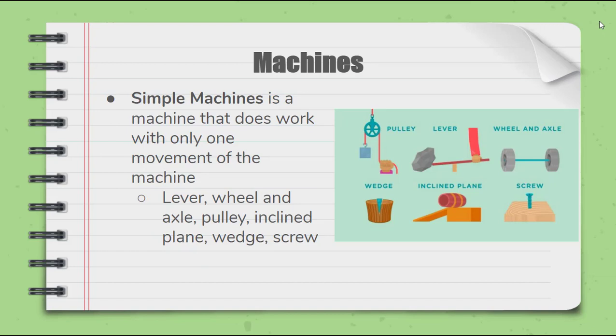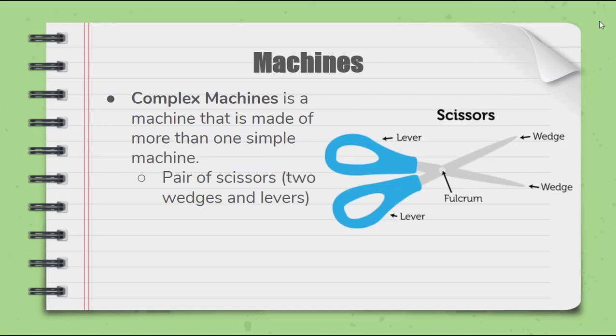A simple machine is a machine that does work with only one movement of the machine. And there are 6 simple machines that you're going to want to know: a lever, wheel and axle, pulley, inclined plane, wedge, and screw. The twisty part of the screw, that's what we're looking at for simple machines here. Now, we can take simple machines and combine them together to create complex machines. And a complex machine is a machine that is made of more than one simple machine. So for example, a pair of scissors has 2 wedges, the blades of the scissors, and 2 levers. We combine these simple machines together in order to make what is known as a complex machine.